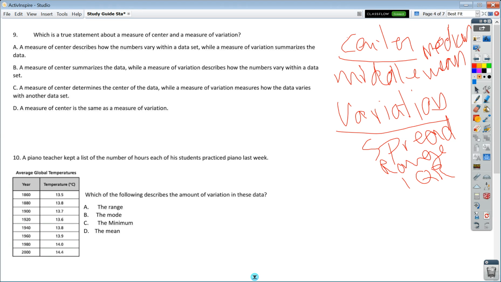So a measure of center describes how many numbers vary within a data set. Well, vary is how spread out something is. So that's not right because the center describes the center.